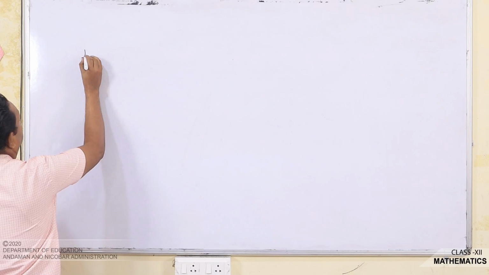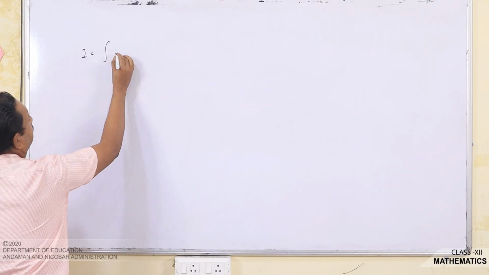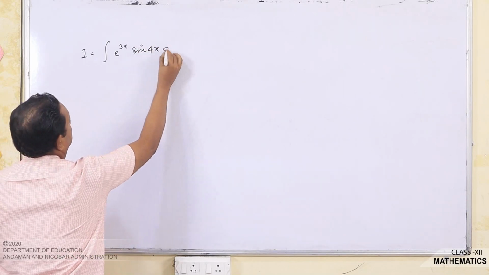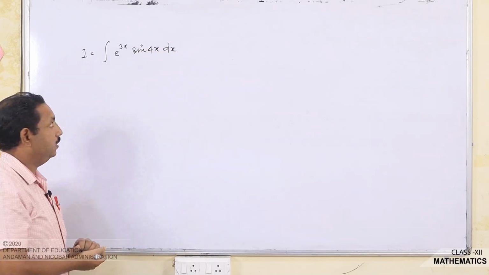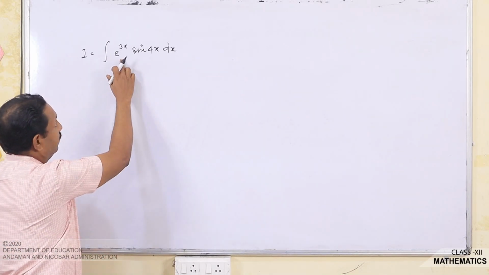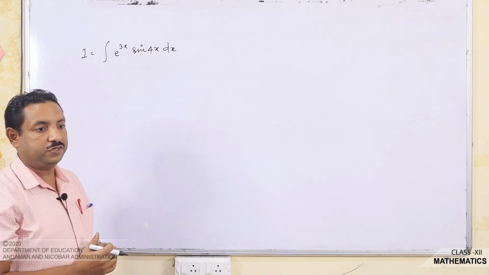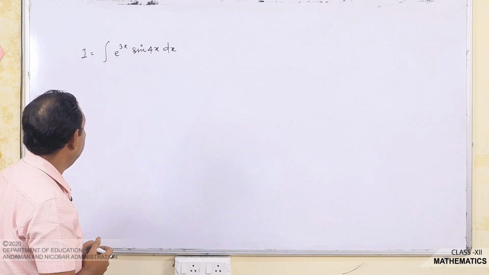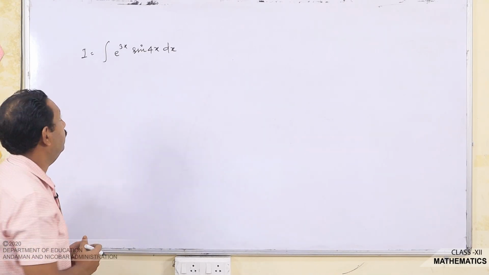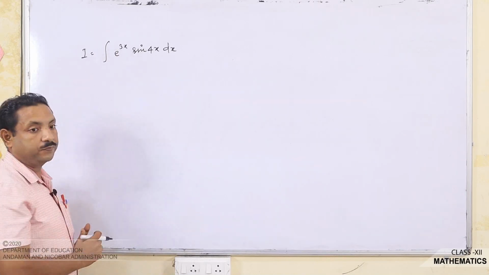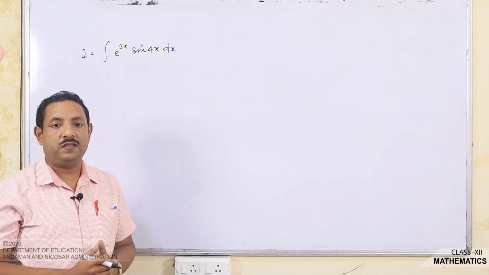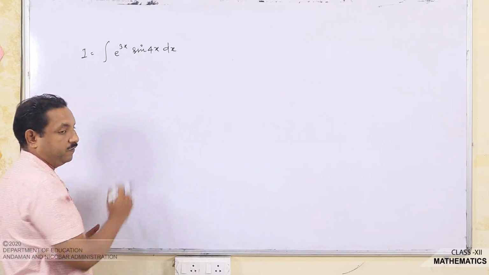I equal to integration of e power 3x sin 4x dx. Here the product is of exponential function and the trigonometric function. We know the derivative as well as the integration of e power 3x. Similarly, we also know the derivative as well as the integration of sin 4x.